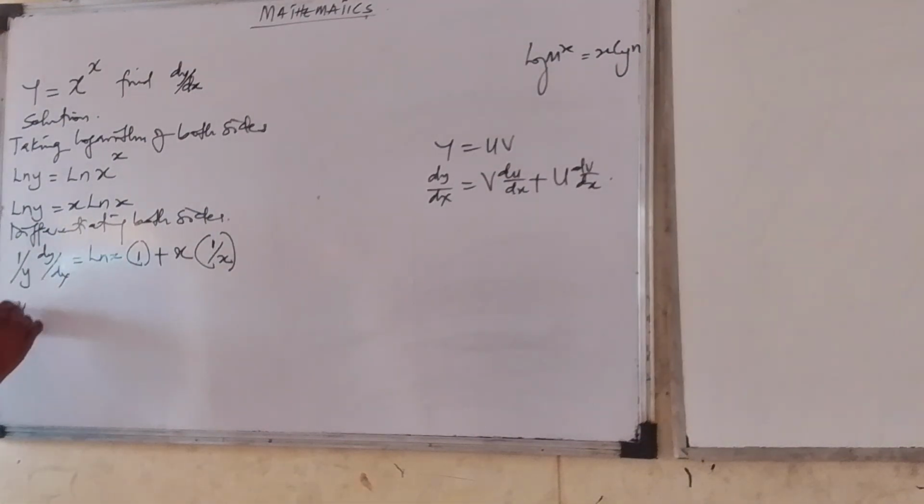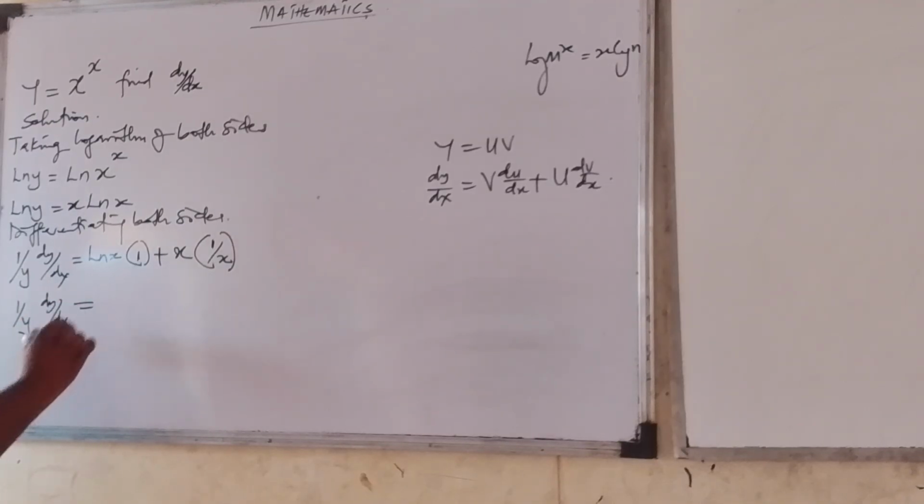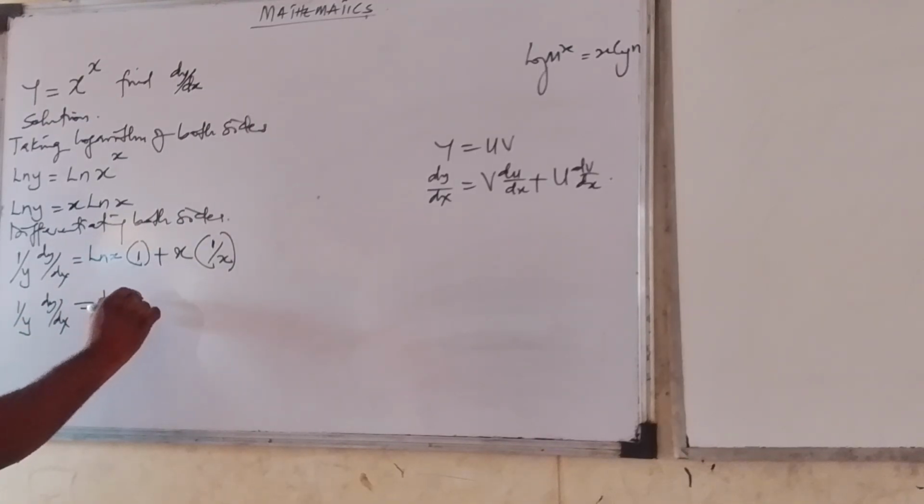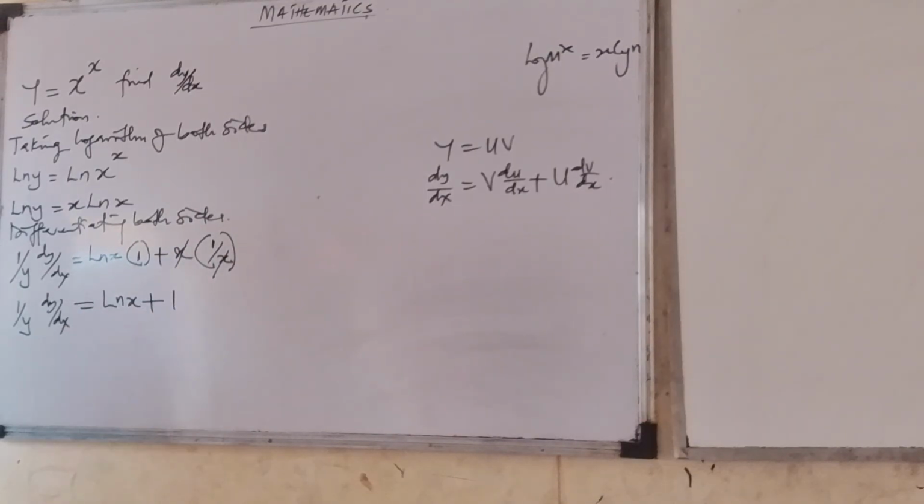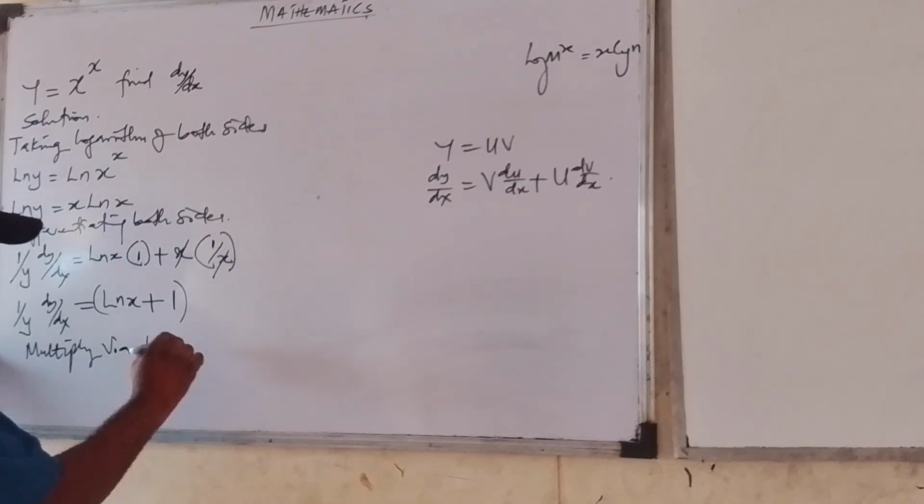So it means 1 over y, dy over dx will be equal to ln x plus, now this x will cancel this x, and here we'll be left with 1. Now the next step is to multiply through by the LCM, so multiply through by y to remove the fraction.